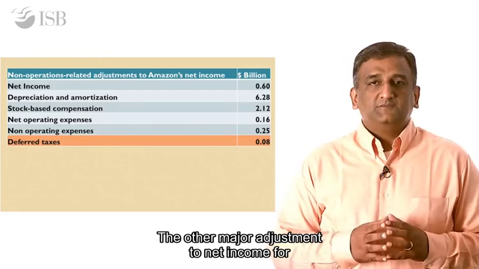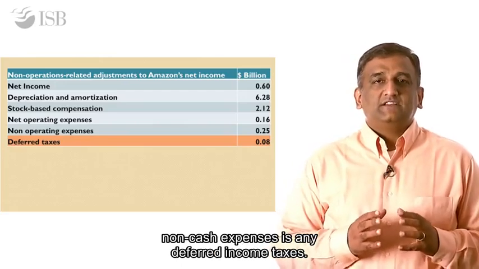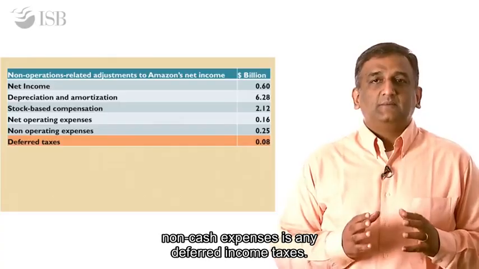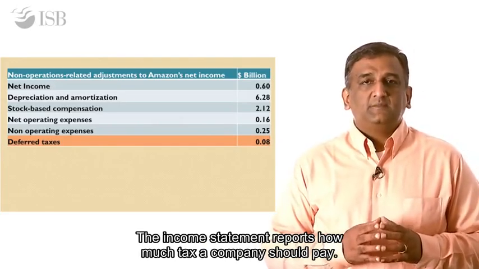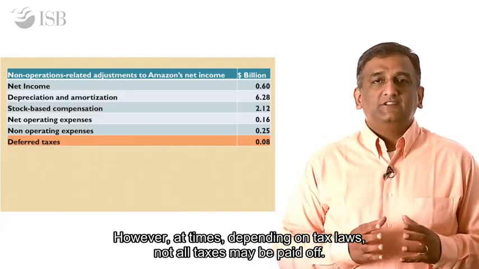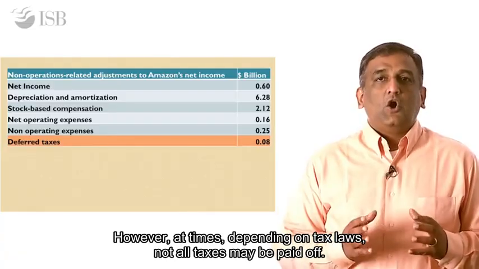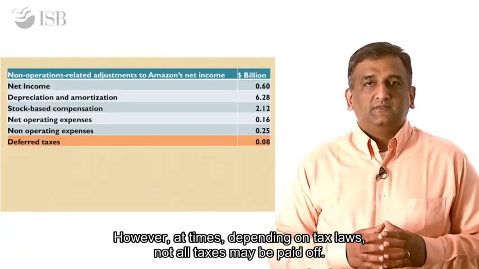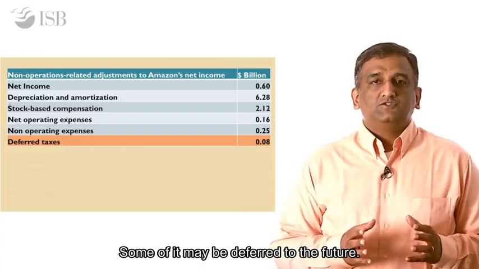The other major adjustment to net income for non-cash expenses is any deferred income taxes. The income statement reports how much tax a company should pay. However, at times, depending on tax laws, not all taxes may be paid off. Some of it may be deferred to the future.